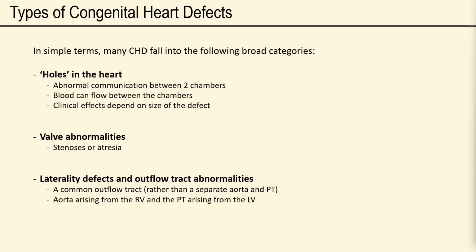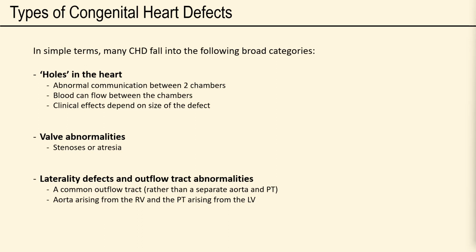How can we classify some of these congenital heart defects? Well, in short, they can fit into 3 broad groups. The one that is probably most known or talked about is the group referred to as hole in the heart. So these will cover a wide range of defects, but essentially they are the ones where there is an opening between chambers where there shouldn't be one.